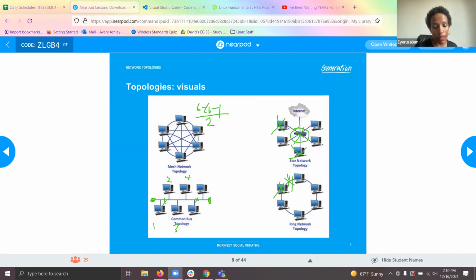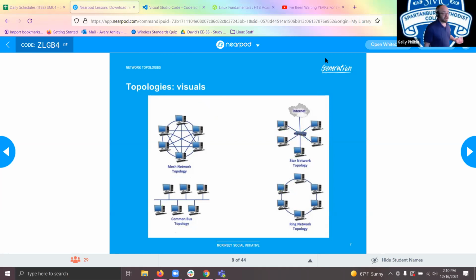Yes, sir. So I'm trying to understand the common bus and the star network. What's their main difference? The common bus, every device along the pathway is connected, like in a line, versus the star where you have a central node, which would be your switch or your hub, that then connects out to everything else. So how do you differentiate that when you do have them? How do you know what you have? It would be based on how the connections are made.